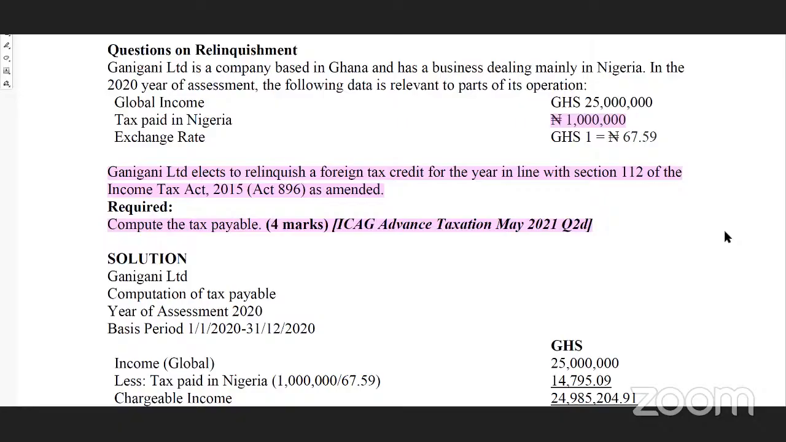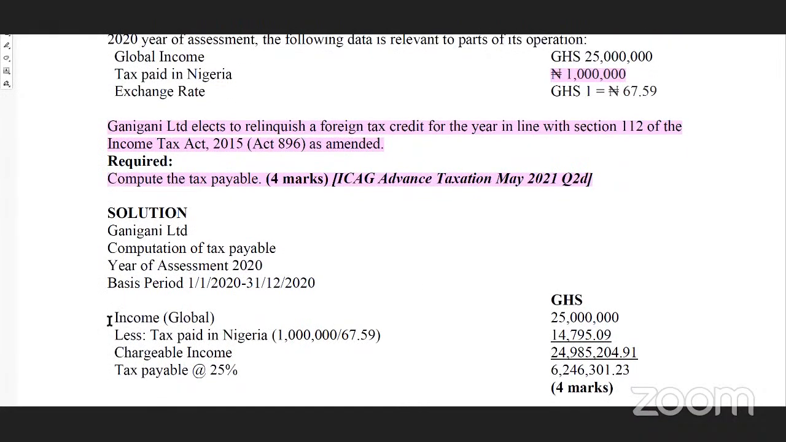Hey, the foreign tax that was paid will be given to you as what? As a deduction instead of a credit. Yes, so that means if we take the foreign income of 25 million, we will convert the naira to Ghana cedi and then claim it as a deduction. So we just claim that as a deduction, we deduct it, less tax paid in Nigeria, we get our chargeable income, then we tax it. That is it. That's how relinquishment works.